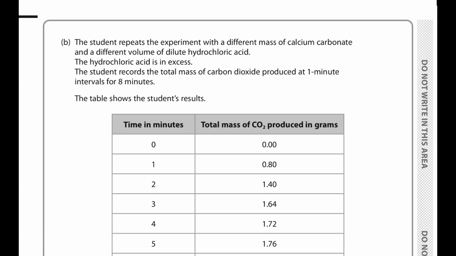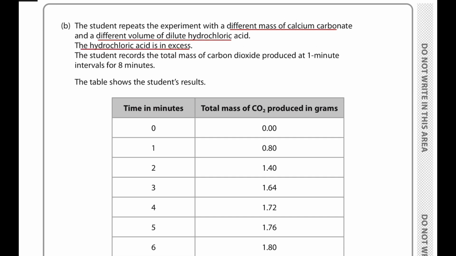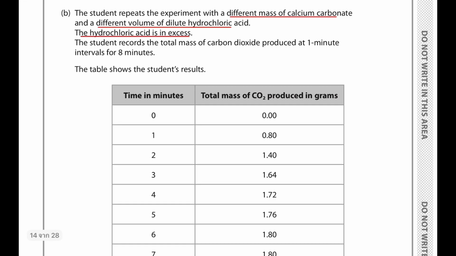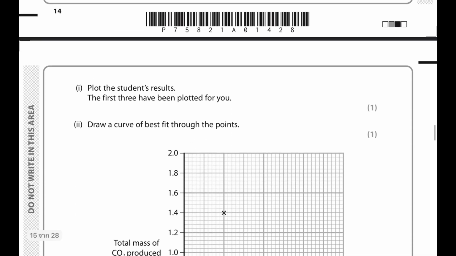Experiment with a different mass of calcium carbonate and a different volume of dilute hydrochloric acid. The hydrochloric acid is in excess. The student records the total mass of carbon dioxide produced at 1 minute intervals for 8 minutes. The table shows the student's results. Okay, so I plot the student result. The first 3 have been plotted for you.